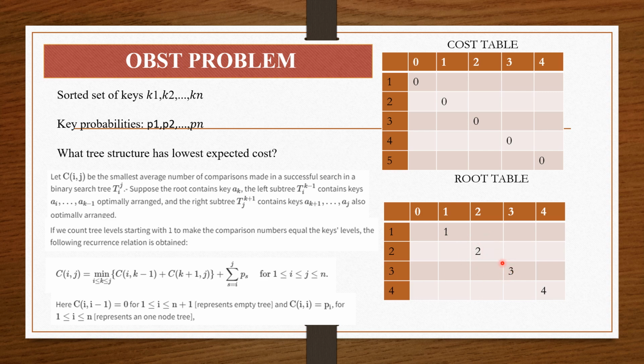C(3,3) means only P(3). C(4,4) means only P(4), because 1 is the only element, 2 is the only element, 3 is the only element. If that is the case, then the probability of that element will be the value to be entered in the root table.